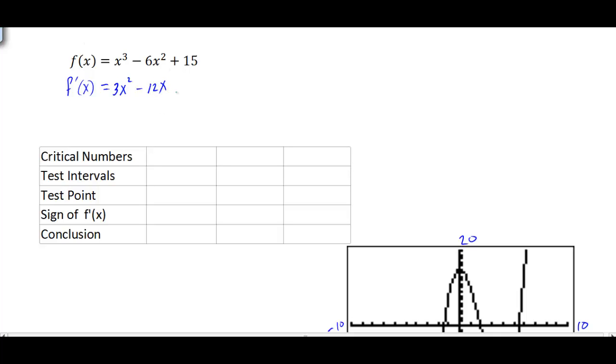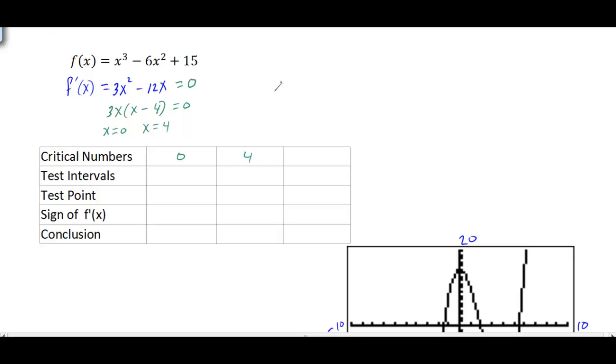And remember, to find the critical numbers, we're going to set that derivative equal to 0. And here we could factor out a 3x, and we're left with x minus 4. If we set each factor equal to 0, 3x equals 0 gives x equals 0, and x minus 4 equals 0 gives x equals a positive 4. So that gives us our two critical numbers. Now it's possible that we only have one, we could have none, or we could have 3 or 4 or 5. So in this case we have two critical numbers.